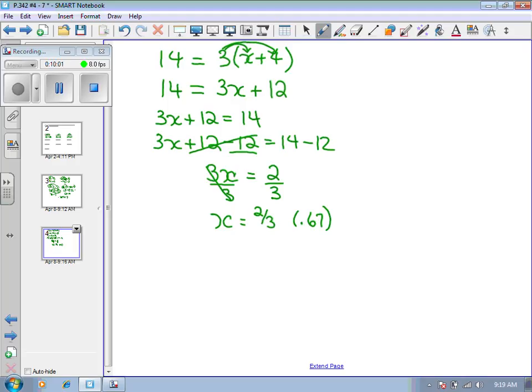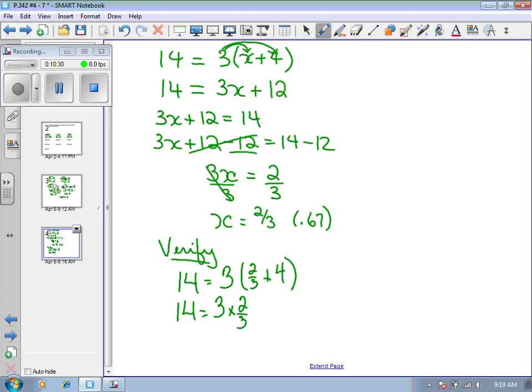The last step on doing this is to verify then. To verify, we take our answer and plug it back into the original. So we've got 14 equals 3 times 2/3 plus 4. When we're working with fractions, it's easier to split these guys up rather than try and do the work in the fractions. So let's bring down the 14 equals 3 times 2/3 plus, I just distributed there. Now I have to distribute here, 3 times 4. We're checking to see if these work out.